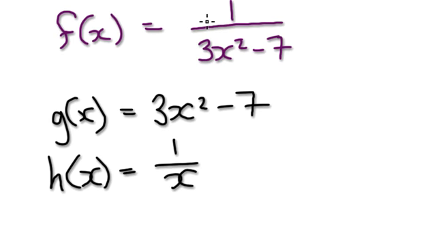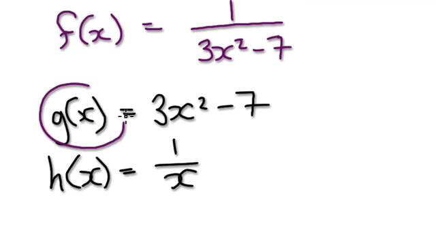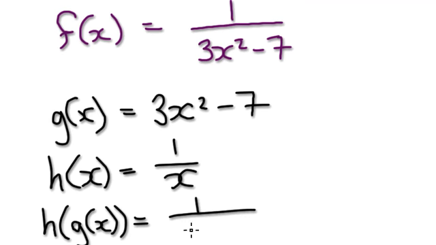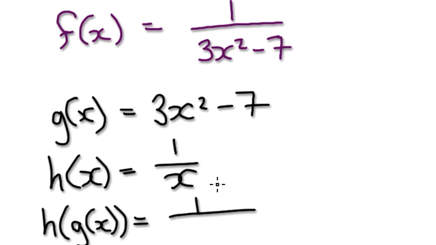Okay, so you could write, well, because we are putting this into the x, the g of x here goes into the x. So the way we would write it would be h, and then put the g into the h, basically g of x into the h. So it would be this 1 over, because remember this thing here goes into the x here, so it will be 3x squared minus 7.